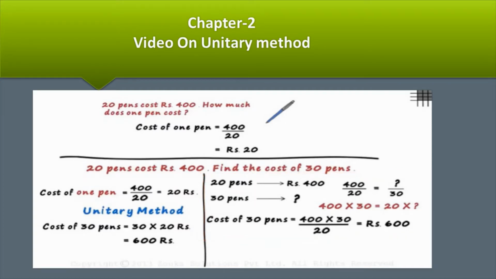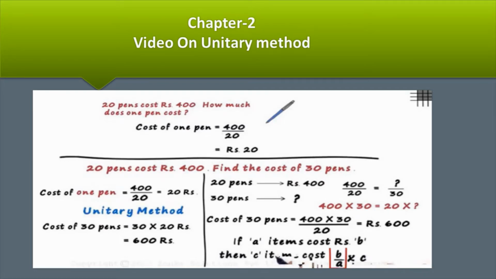So if we have to generalize it, we can say that if A items cost rupees B, then C items will cost B by A multiplied by C. B by A is the cost of 1 item and C is the total number of items.